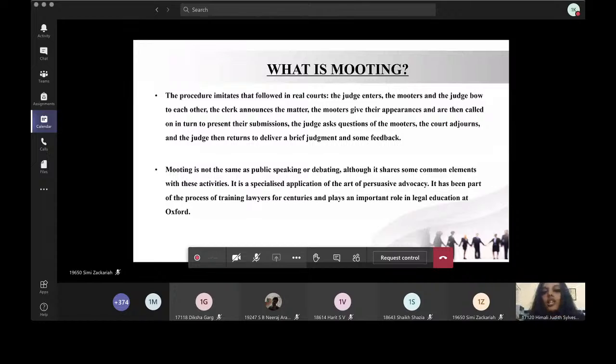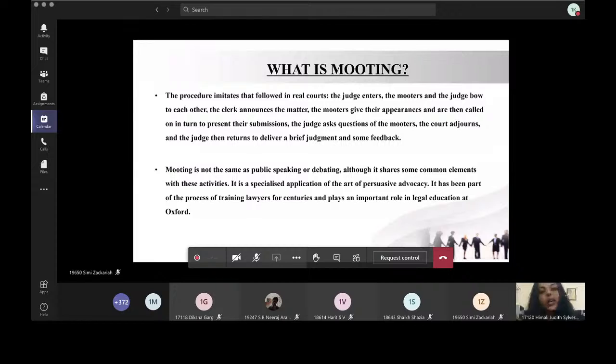The judge addresses the matter in the same way. The mooters are expected to present their arguments like the advocates do. There's an adjournment that's done, and the judge is also expected to give a short judgment, which is usually in the form of feedback, more than in the form of a judgment like in real courts.